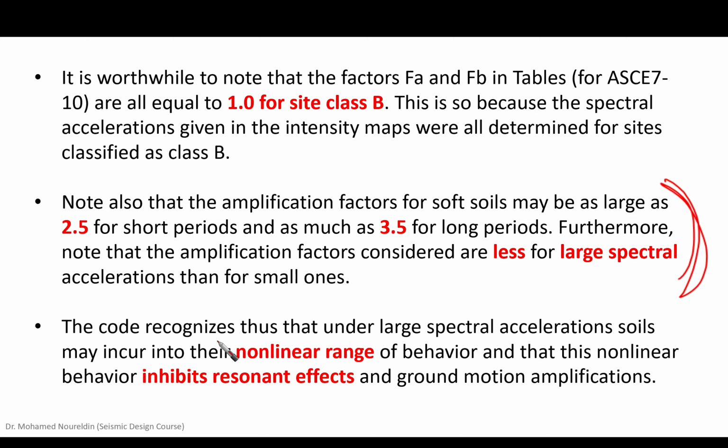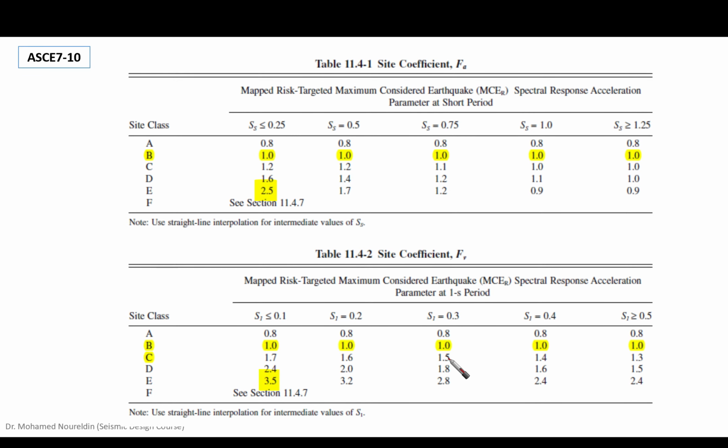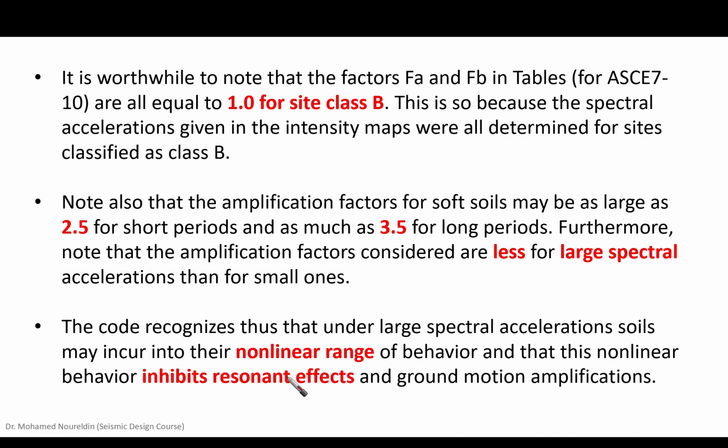The code recognizes thus that under large spectral acceleration, soil may incur into its nonlinear range. This is the philosophy, or the hint that I have mentioned before, that whenever there is large spectral acceleration, nonlinearity will take place. This means that the amplification will decrease. There is energy dissipation here. The nonlinear behavior inhibits resonant effects and ground motion amplification. That's right.